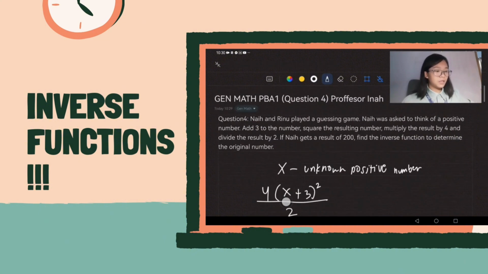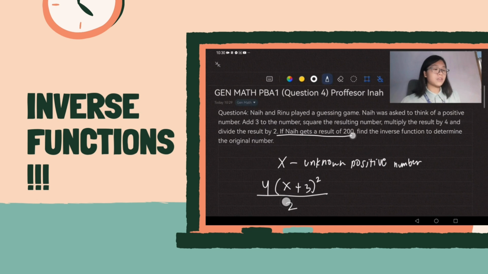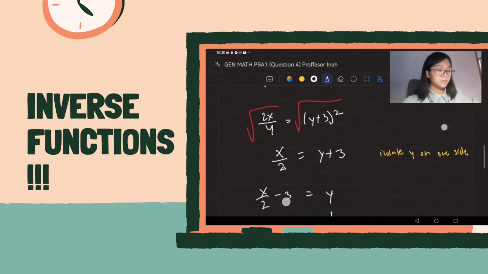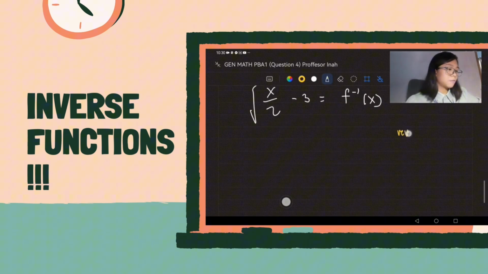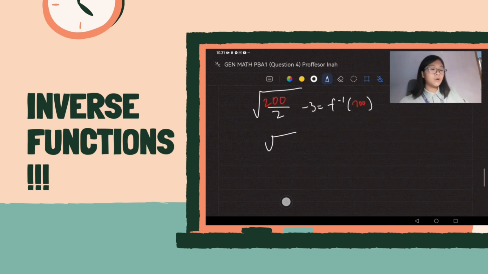Now, according to the given, if Nai gets a result of 200, find the inverse function to determine the original number. So we will replace x by 200. There we go. So here's our inverse. Replace x by 200 as the given suggests. 200 divided by 2 first, that's 100. Minus 3, let's just rewrite.